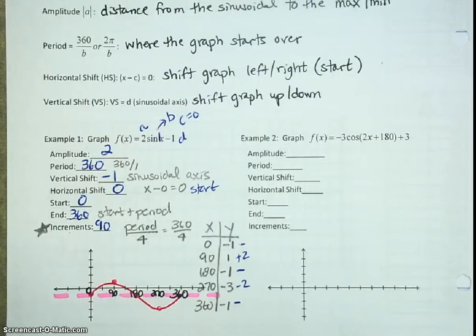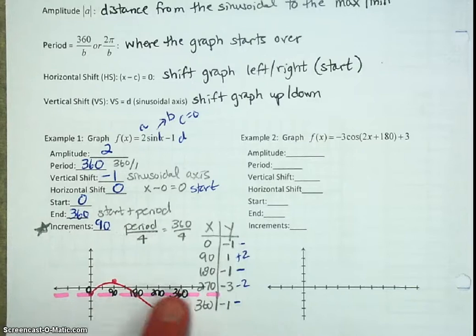Alright, so let's take a look at example 2 here. We're going to work it exactly like example 1. We're still going to use 5 points to draw our graph. We're still going to do an XY chart. We're going to label the middle. We're going to find all this information. All of it's going to be pretty much the same. It's just we're going to do a cosine problem rather than a sine problem.